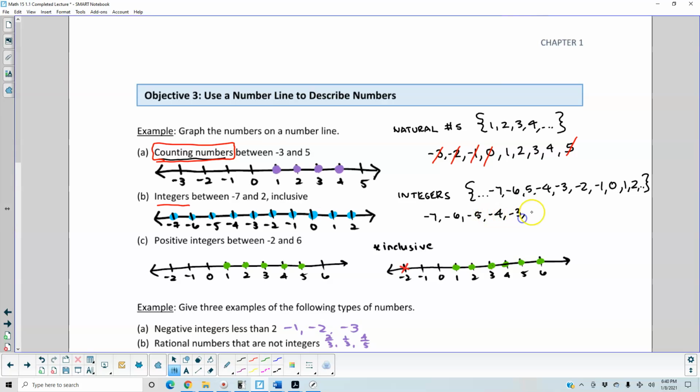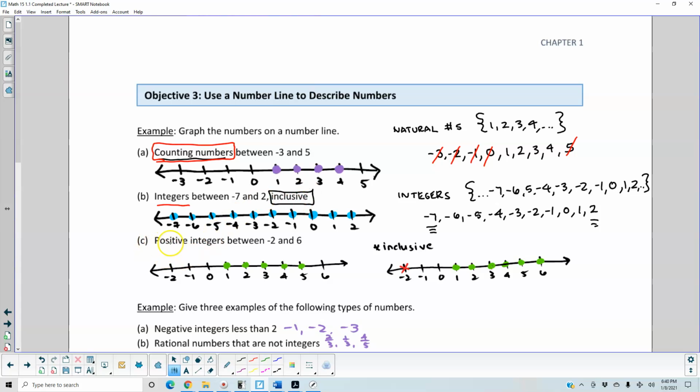Okay, so in this particular example, we know that we have -7, -6, -5, -4, -3, -2, -1, 0, 1, and then 2. So when it says inclusive, that tells us that we can include the -7 and also the 2, because inclusive tells us that we need to include those numbers.